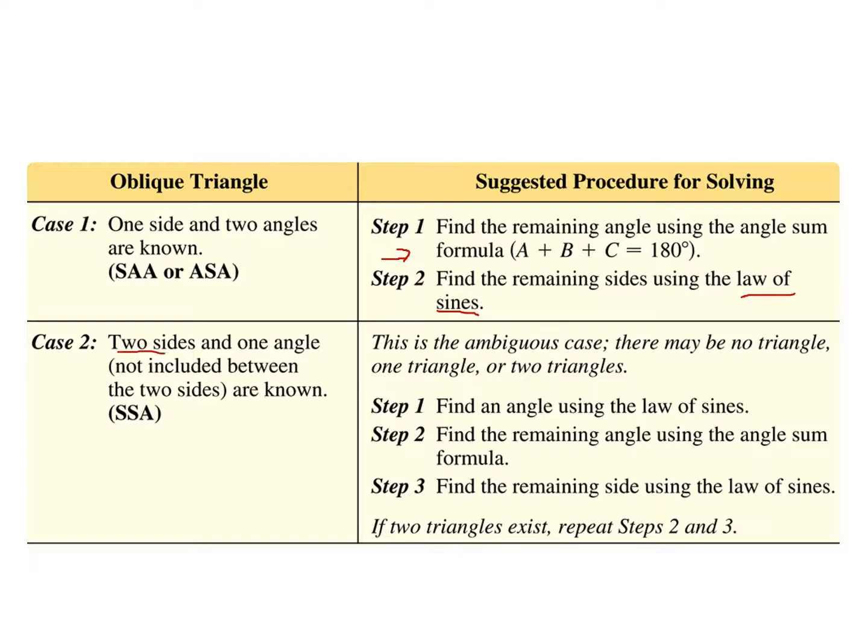Now, if we have two sides and one angle that's not included, this is side-side-angle. Now remember, this is a case that can't prove congruence in geometry. This is called an ambiguous case, and there may be no triangle, one triangle, or two triangles. So for the first step, find an angle using the law of sines, and find the remaining angle using the angle sum. Find the remaining side using the law of sines. And if you're going to have two triangles, repeat steps 2 and 3.